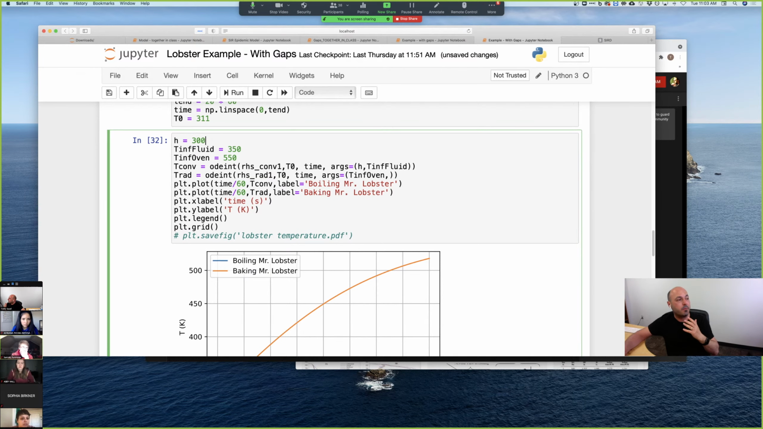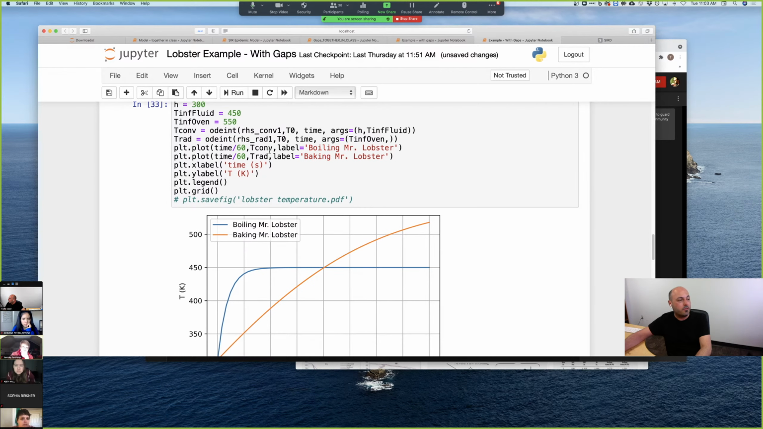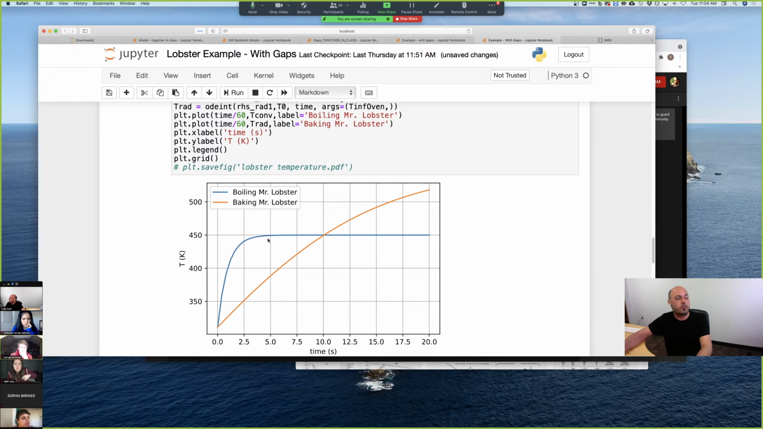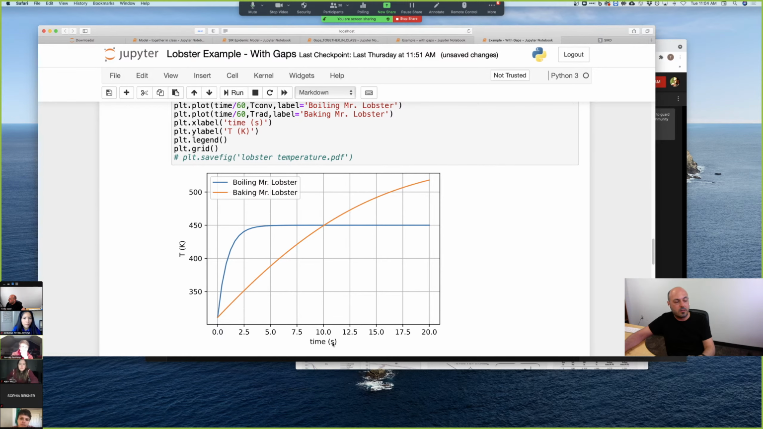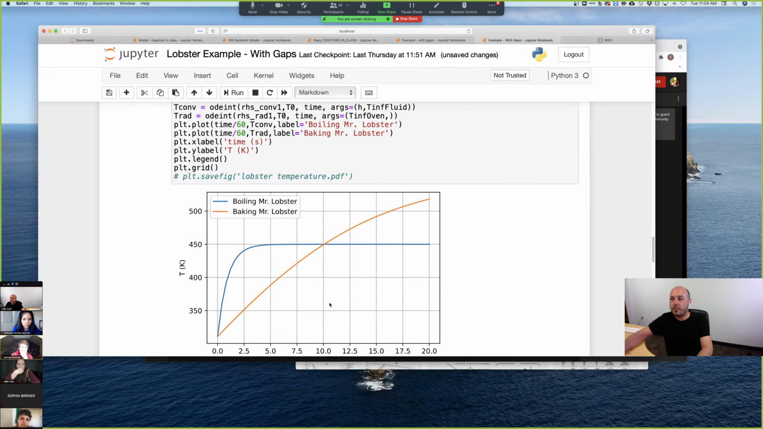But if you go to a cooking oil, you increase the heat transfer coefficient. That's like 300 maybe, and it has a higher boiling temperature, 450. If you do that, then cooking the lobster in oil is going to be faster. You can cook it in like 2.5 minutes. The x-axis over here is in minutes, so this label is wrong, not seconds.